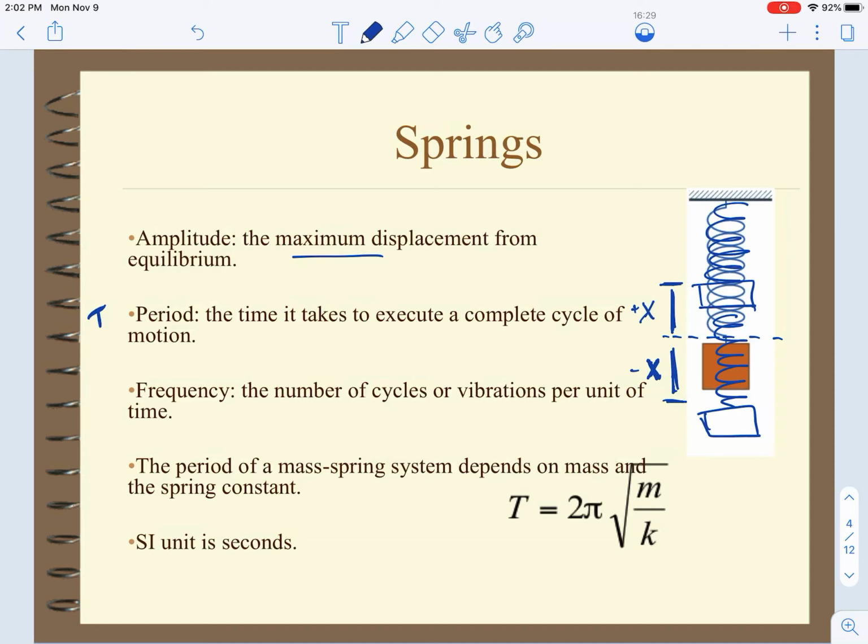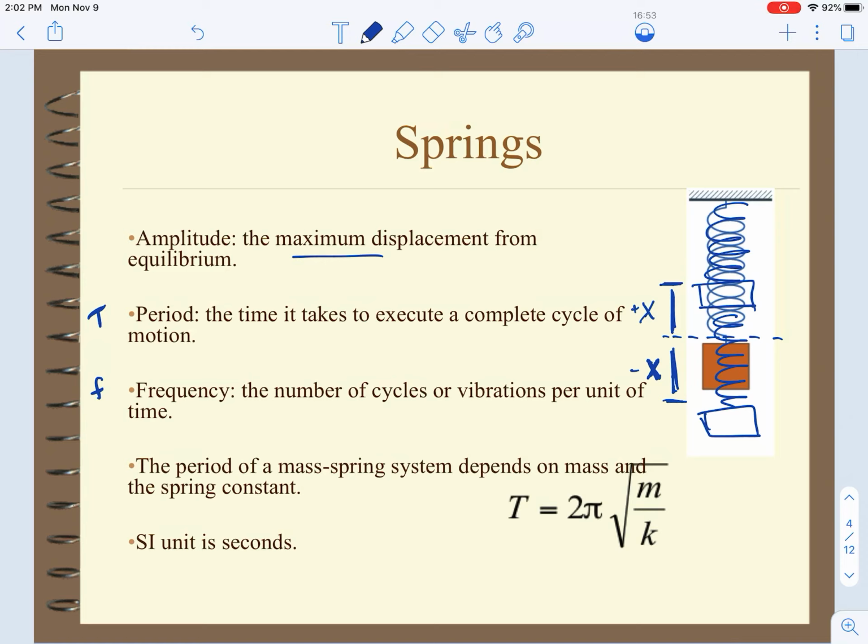So we would choose where we're starting to observe the spring's motion, and we would allow it to go all the way through its motion and return to that spot. Frequency is still going to be the number of oscillations per second measured in hertz. And if we wanted to calculate the period without having to observe the spring, then we would use this equation.